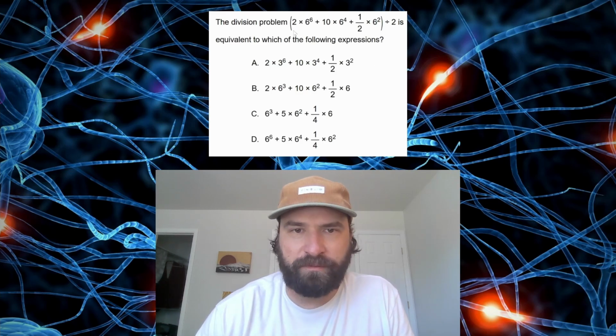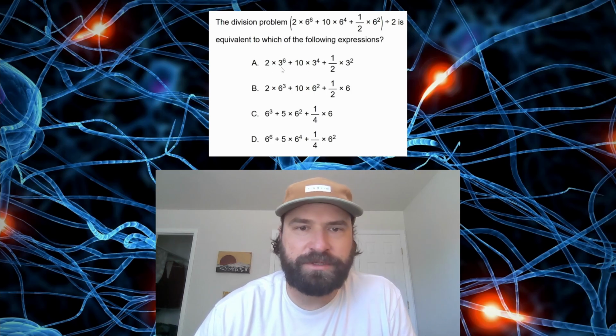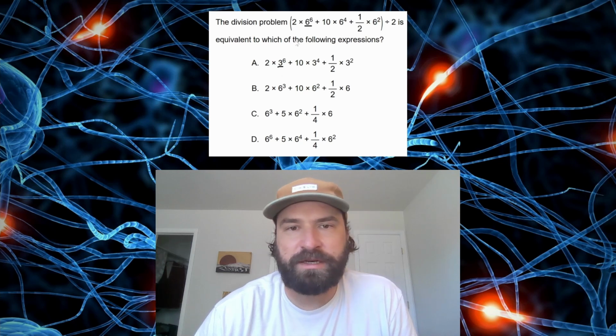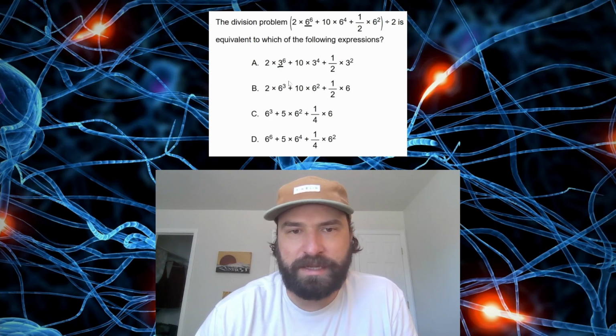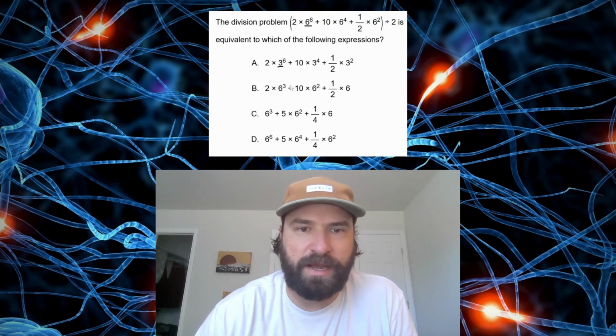So what happened from the original expression to A? I'm seeing that we have 2 times 3 to the 6th. Well, you can't divide something that has an exponent on it before you do the exponent. So what they did here is divide this 6 by 2. You can't do that. You can't divide 6 by 2 because it's being raised to the 6th power. You would have to raise it to the 6th power before you divided it. So A is wrong because they're doing incorrect math.